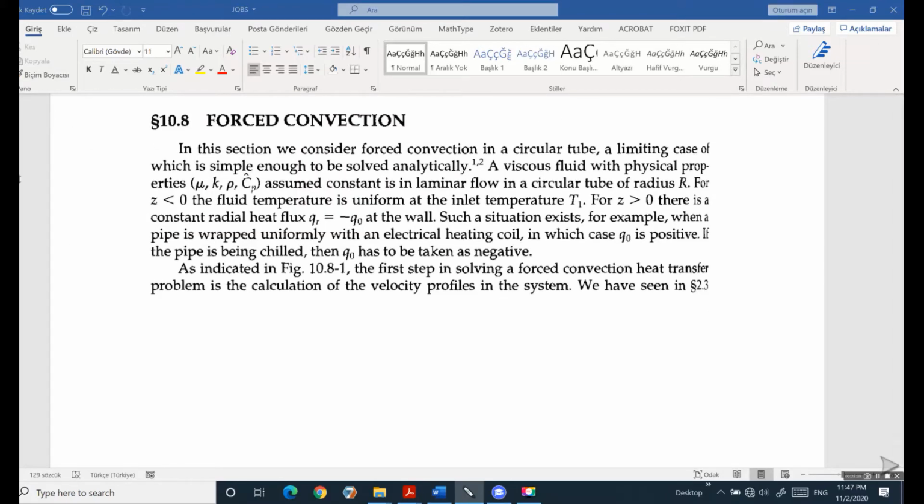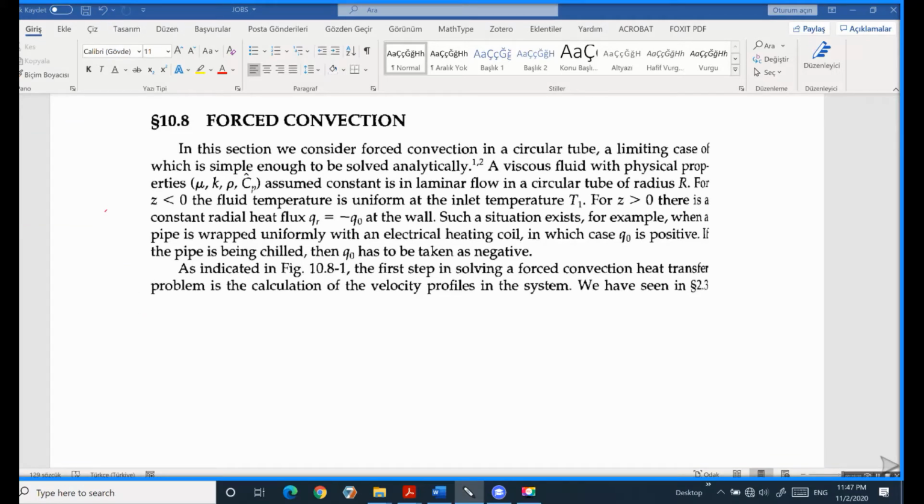Let's consider again we have a circular tube like this. This is going to be z equals 0. This is going to be z equals L, and this is going to be the center of your tube, and this is going to be R, the radius of your tube. From here, all the properties, viscosity, conductivity, density, and Cp are assumed constant, and we can consider this laminar flow.